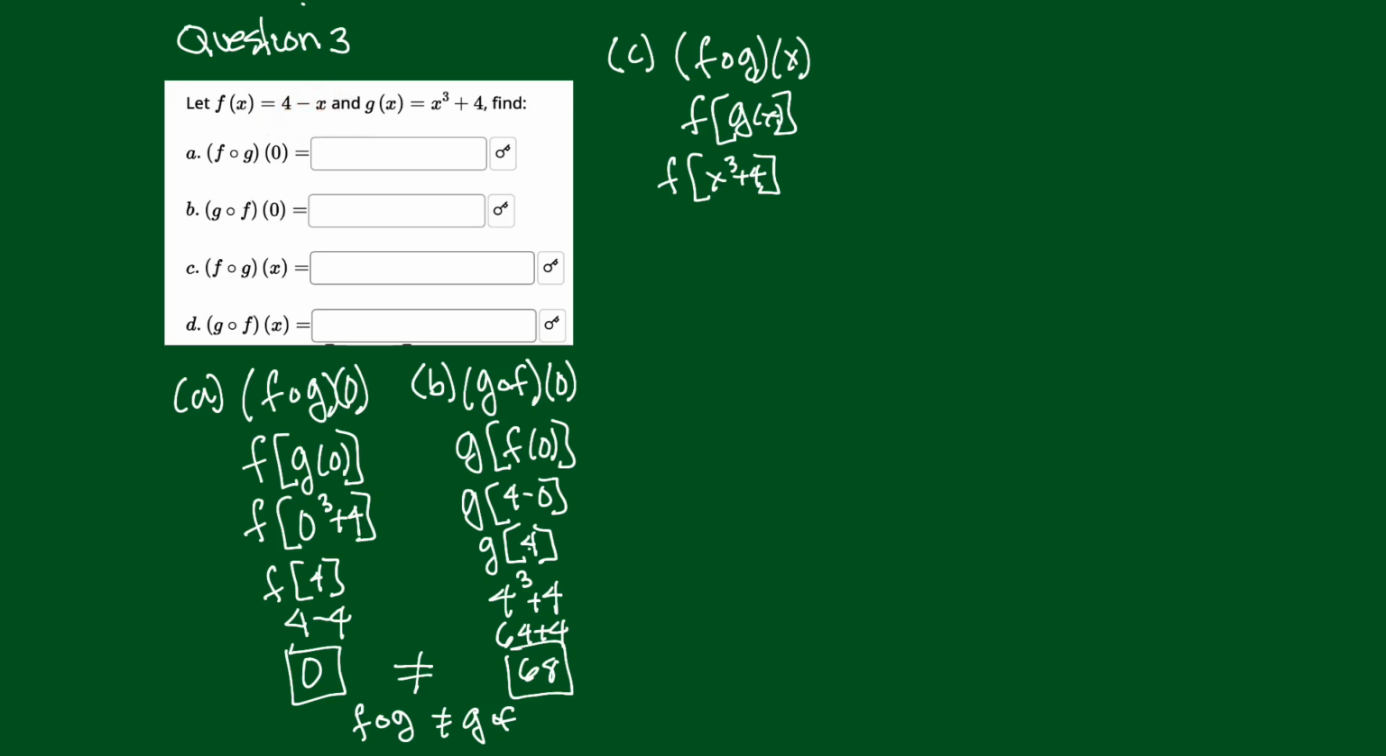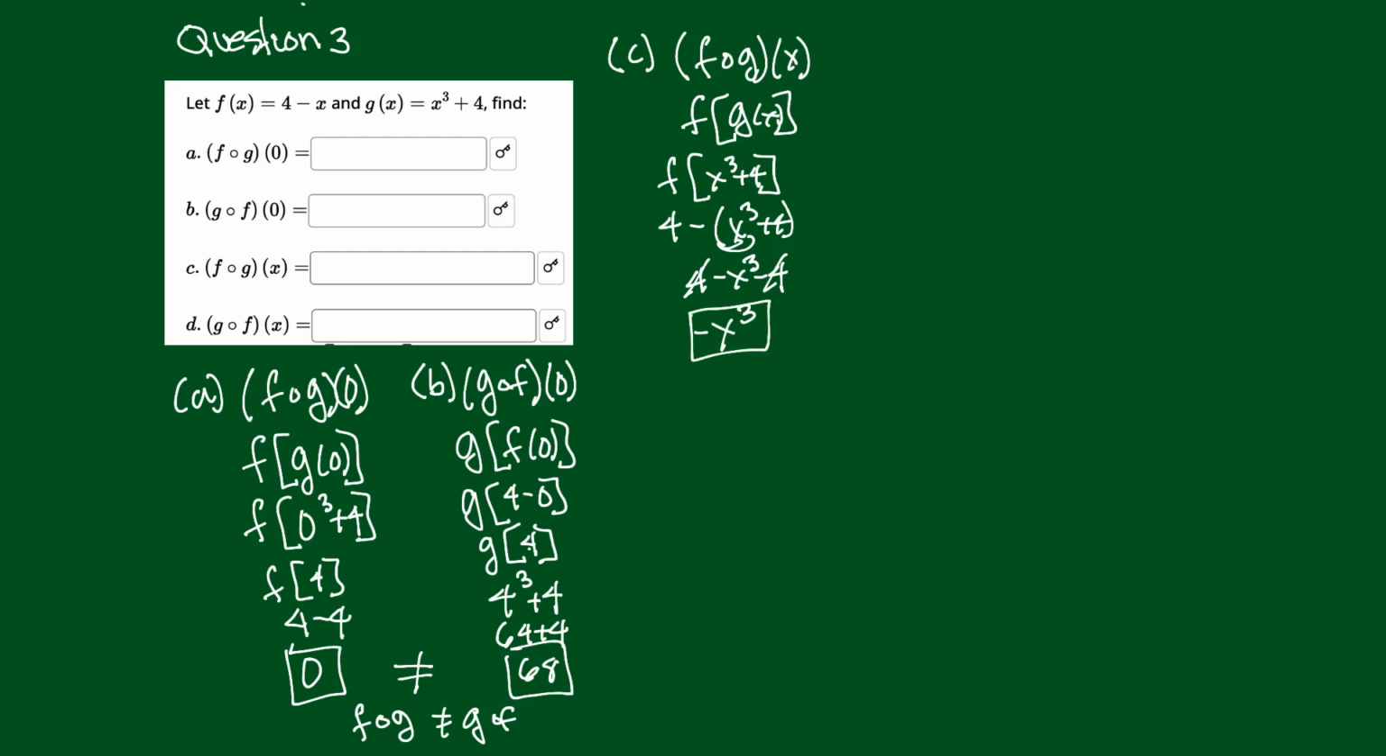I'll just be careful with parentheses, right? I got a minus, so be careful. 4 minus x cubed plus 4. Get rid of those parentheses. This will give us 4 minus x cubed minus 4. Those 4's go out, and we're left with negative x cubed.